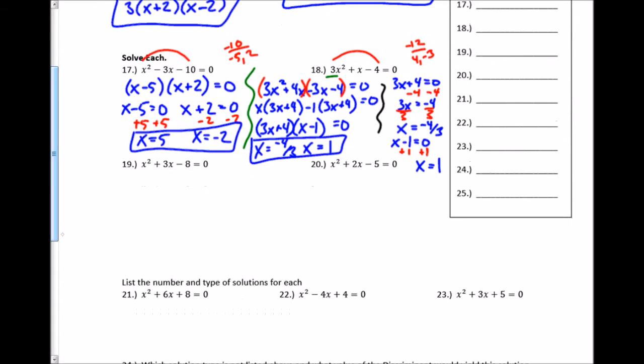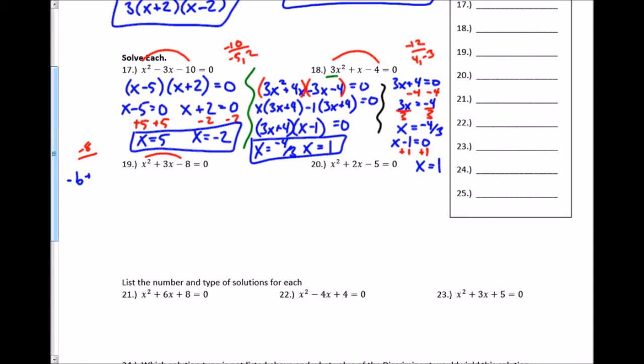Number 19, again, I might start off building a bridge. Two numbers that multiply to a negative 8 but add to a positive 3. It's not going to happen. This one can't be factored. So then I either do completing the square or the quadratic formula. For completing the square, I want an a value that's 1 and a b value that's even. I don't have a b value that's even here, so I'm going to go to the quadratic formula.